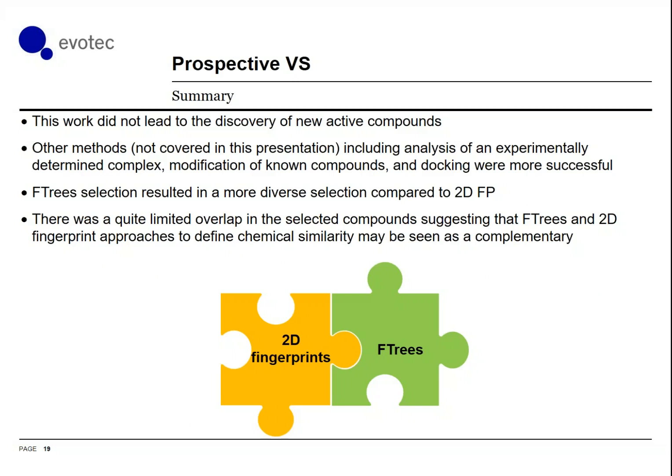So to summarize this part of the work, this ligand-based virtual screening unfortunately did not lead to the discovery of new active compounds. However, I think it was useful to get a feeling of how FTrees work and how it compares with the 2D fingerprints. And what I have shown is that there is a very limited overlap within these methods, and that the selection obtained with the FTrees was more diverse compared to individual 2D fingerprints.